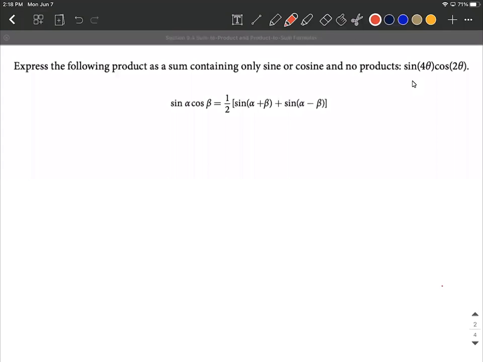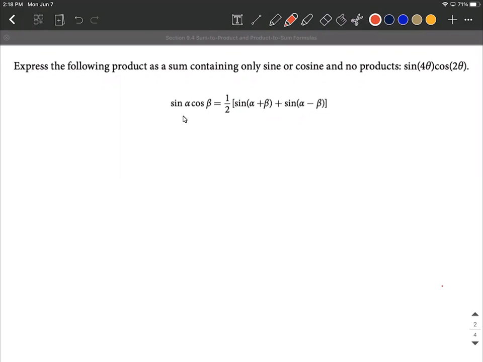Our goal is to rewrite the sine of 4 theta times cosine of 2 theta as either a sum or difference that's only going to contain sine or cosine, but no products. So as we get going on this, we notice we do start with a product, right? These are being multiplied together, and we want to go to a sum.